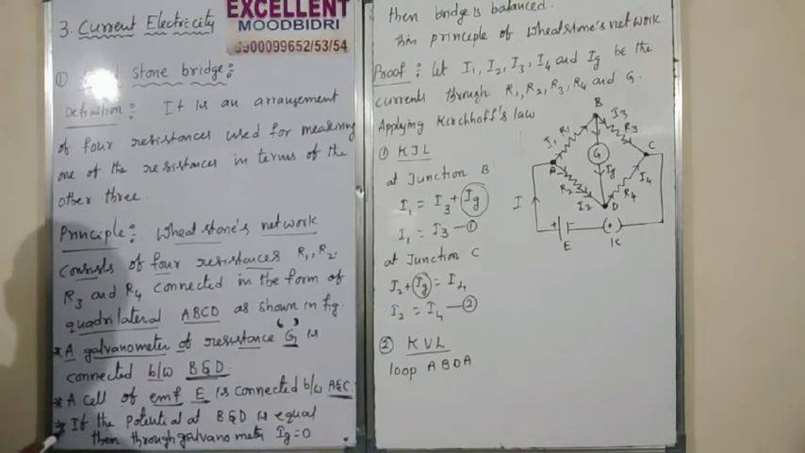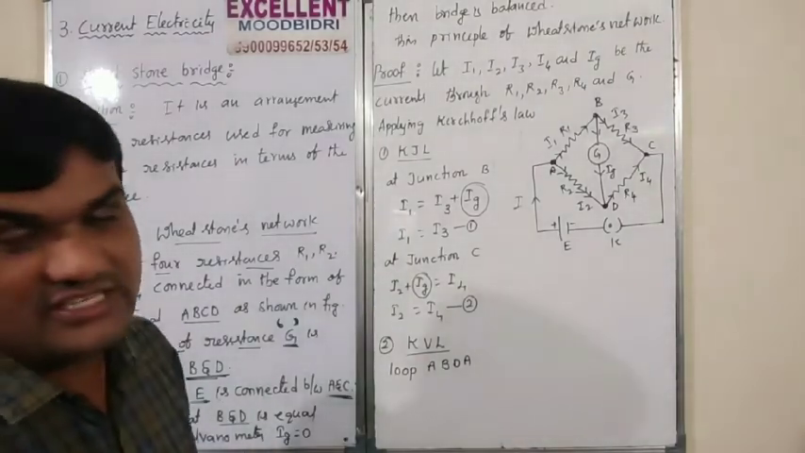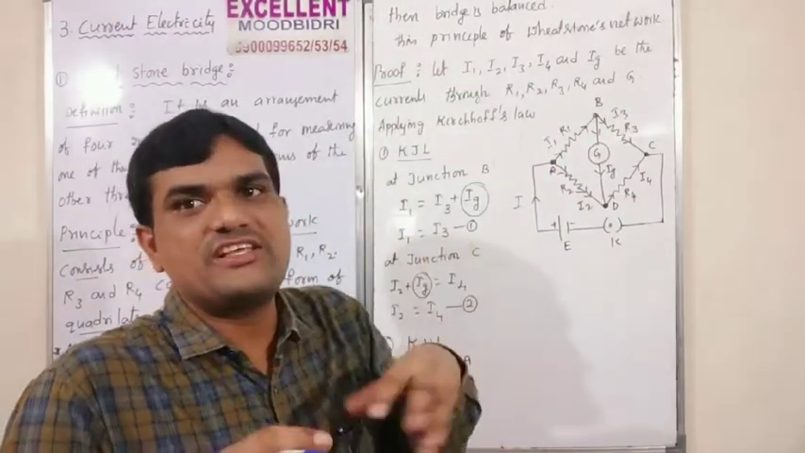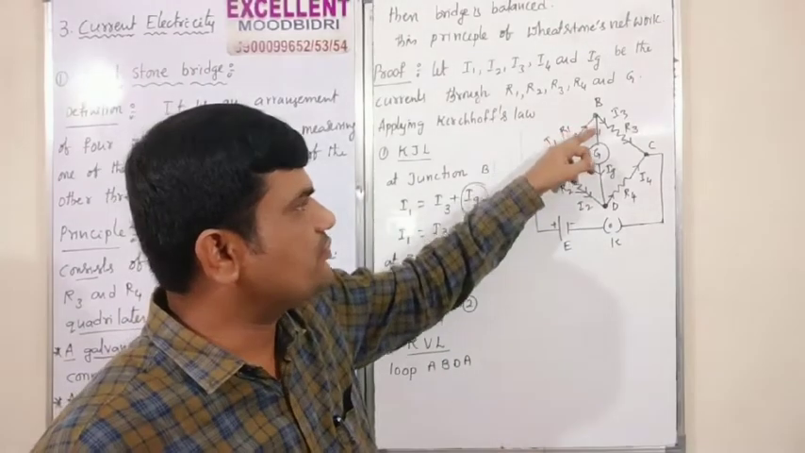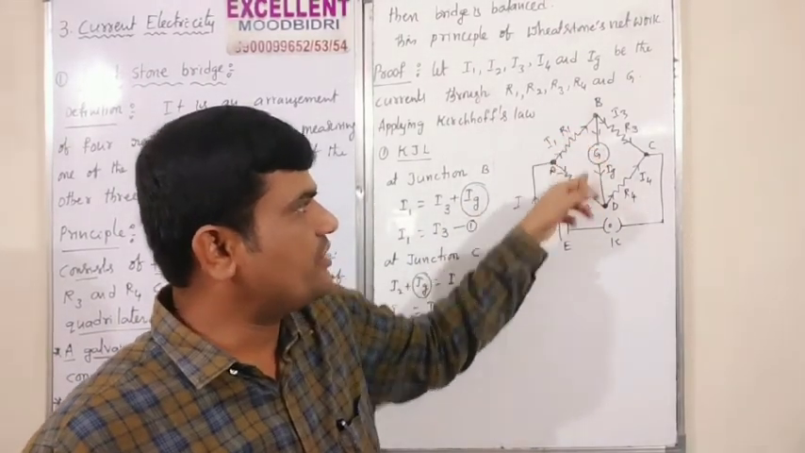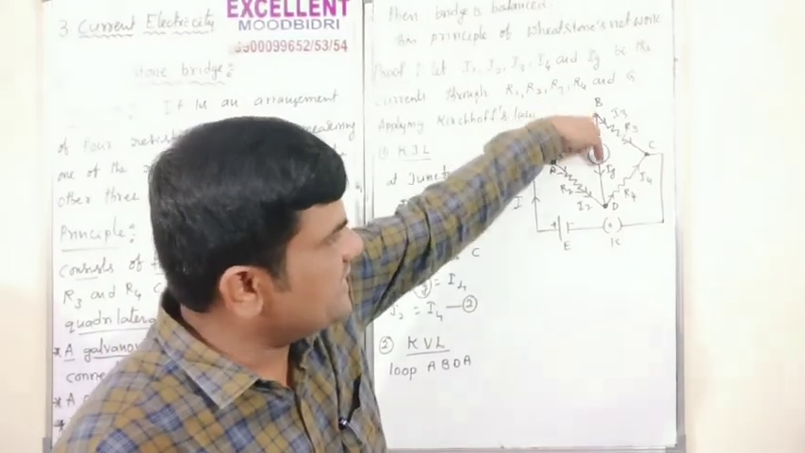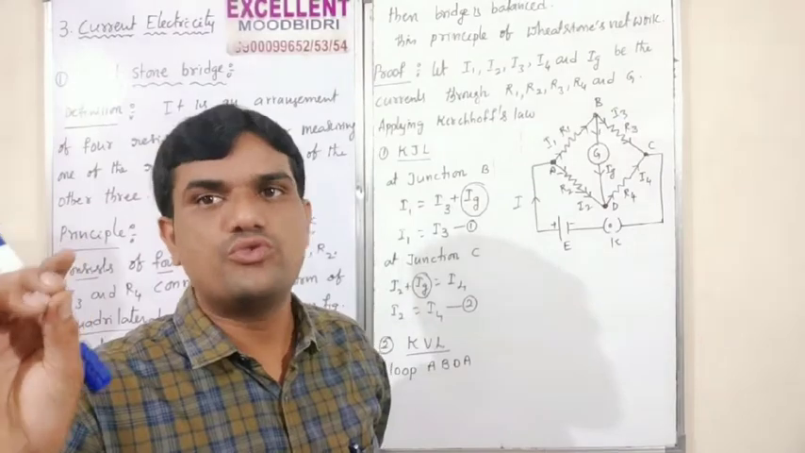If this word is most important: if the potential at B and D is equal, then through the galvanometer the flow of current is equal to 0. Correct, right? So at this point the potential is the same, meaning the current cannot flow in this direction. Cannot flow in this direction means what would happen? Through this direction Ig is equal to 0.